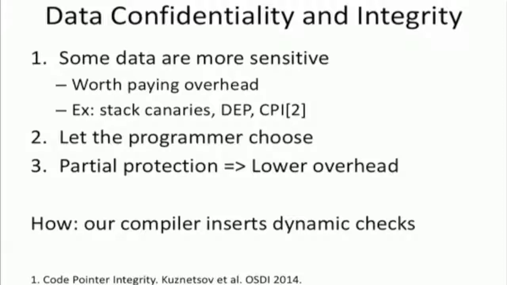So all these mechanisms identify a subset of sensitive data and protect it. And our key difference is that we're enabling the programmer to choose which data is protected. So the policies I mentioned before all have the data that is going to be protected chosen by the designer of the mechanism, and the programmer cannot change it. And the reason that we do partial protection rather than protecting the entire program, for example, bounds checking every single pointer in the program, is that bounds checking every pointer is very expensive.